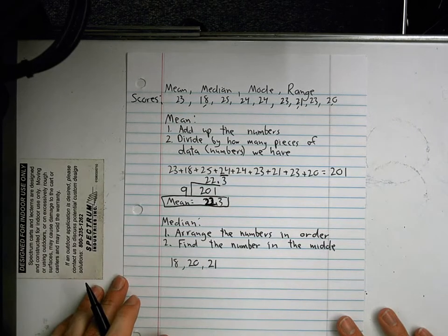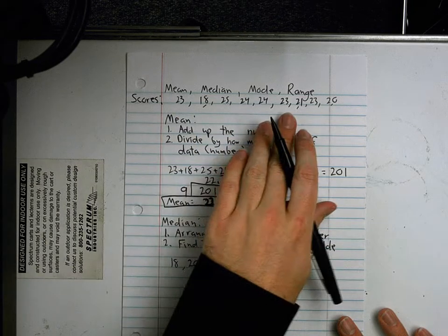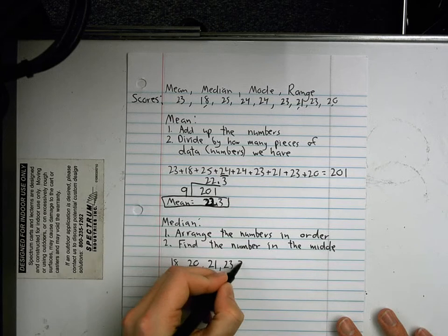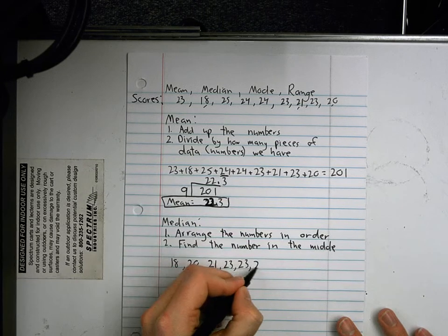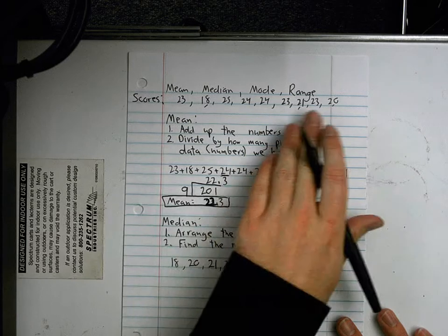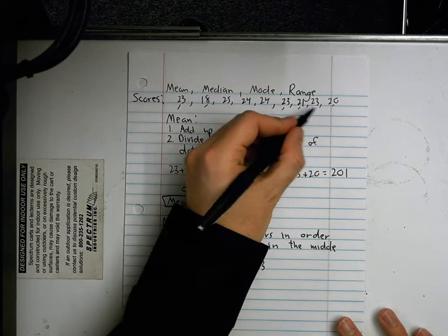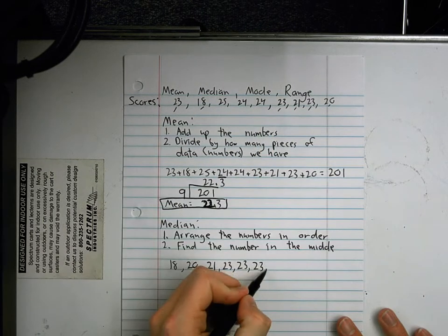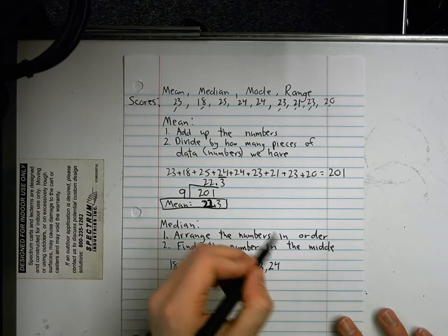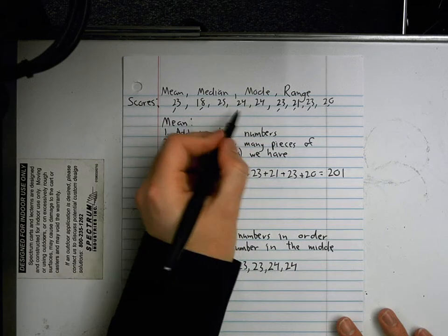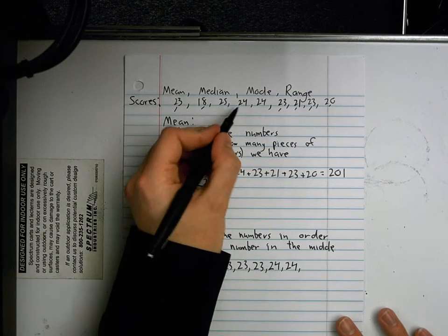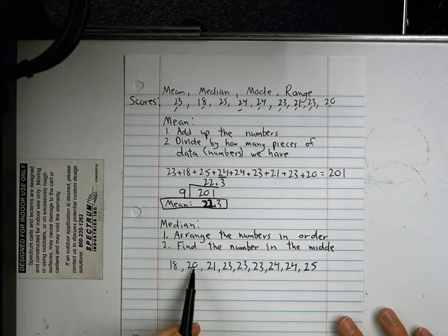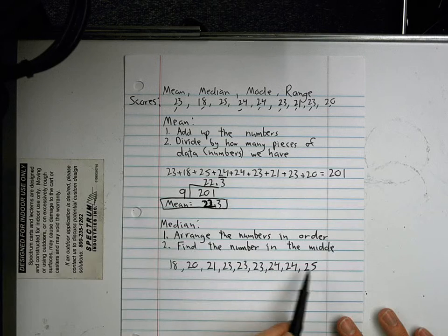And then I have 1, 2, 3 23s. Yeah. 1, 2, 3 23s. And then I have 2 24s. And then I have a 25. One person got a perfect score. So I have 1, 2, 3, 4, 5, 6, 7, 8, 9 numbers.